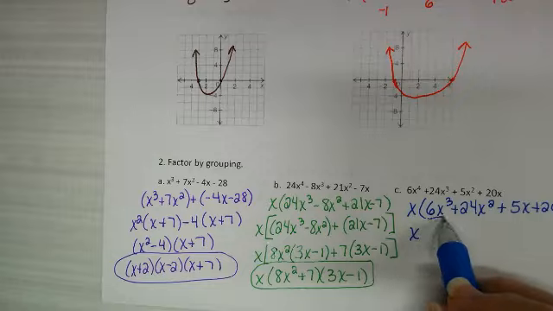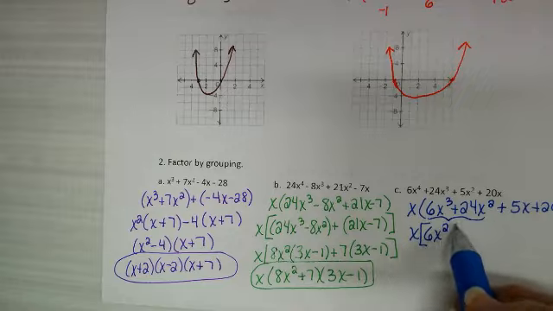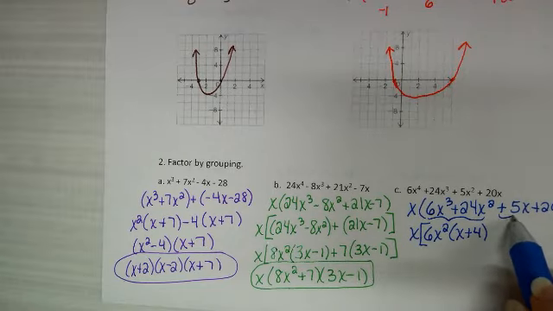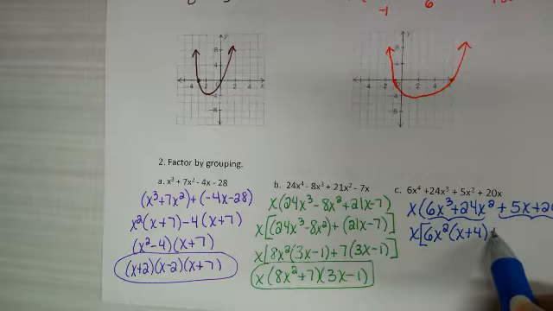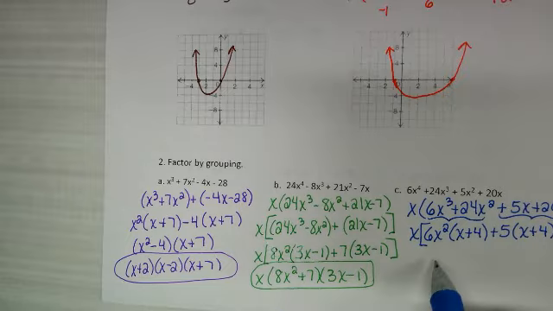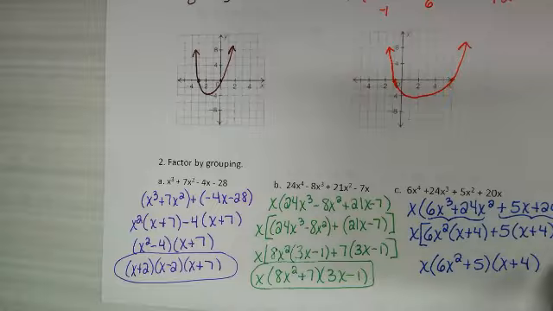So in this first group, in common, I'm going to take out a 6x squared. And that will leave me x plus 4. In my second group, I'm going to factor out a 5. And that also leaves me an x plus 4. So my final answer: my x, my GCF from the beginning, now 6x squared plus 5, and the x plus 4 that they had in common.